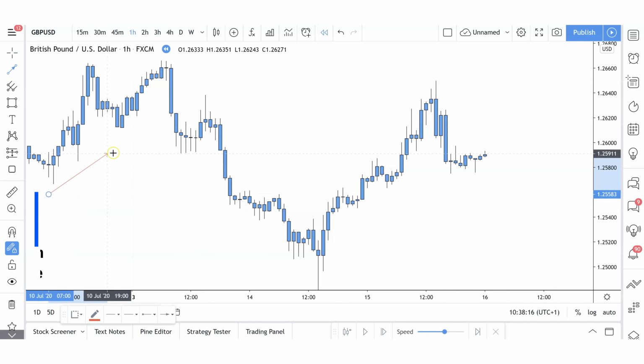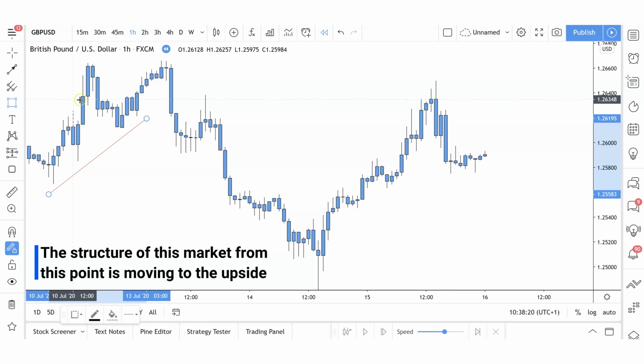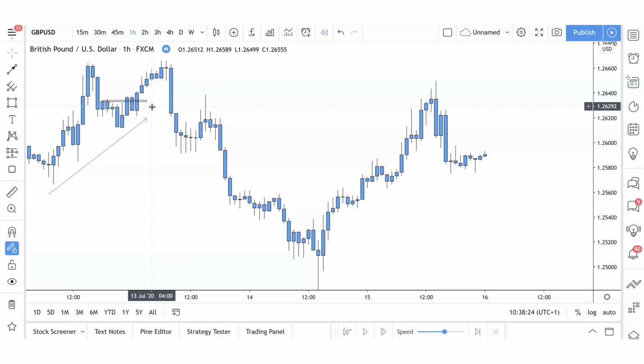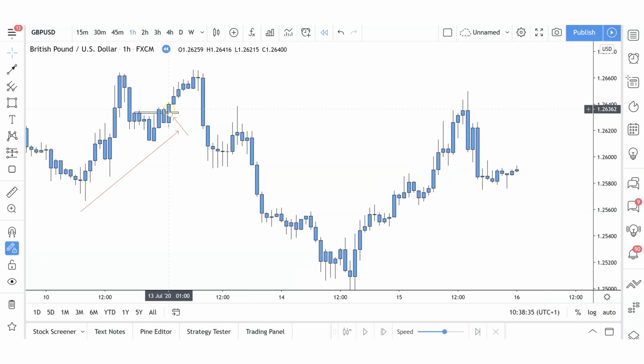So we can clearly see that the structure of this market from this point is moving to the upside, right? Now, we have a level in the market where price wasn't really breaking above for a long period of time. Now, once this candle here decided to break to the upside and take out this high, if I was to ask you what would the next candle be, where are you putting your money?